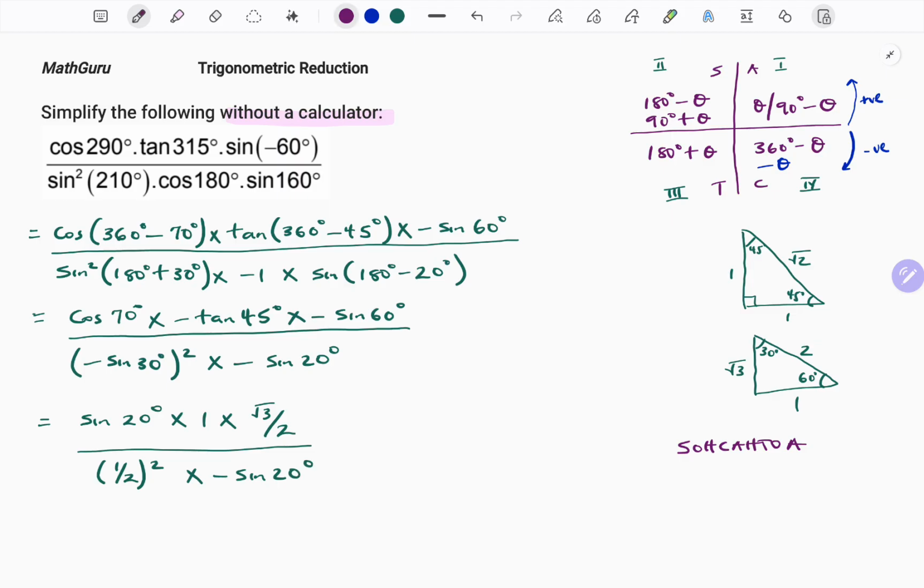And if you see, I have the same factor at the top and at the bottom as shown. So simplifying further, for my numerator, I have root 3 over 2 divided by, for my denominator, I have negative 1 over 4. And that is equal to root 3 over 2 times negative 4 over 1. I have 2 into 2, 2 in 4, 2. So my final answer will be negative 2 root 3.